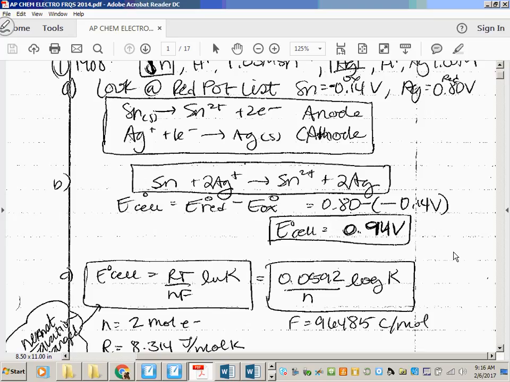And then subtracting, is this where our problem was? Subtracting? My voltage was different. What part of this do I need to go over?